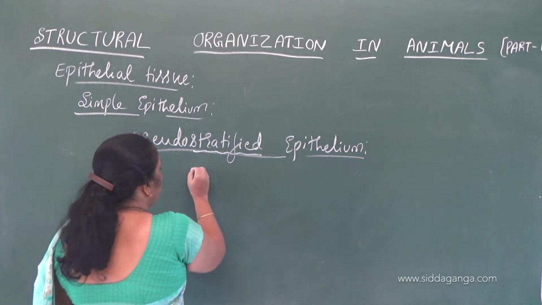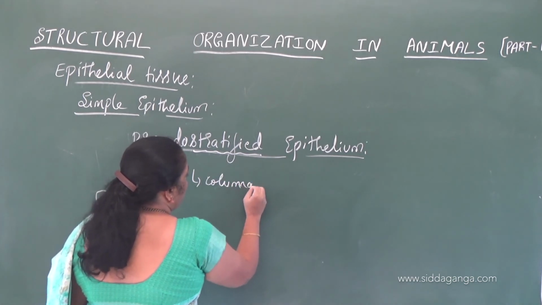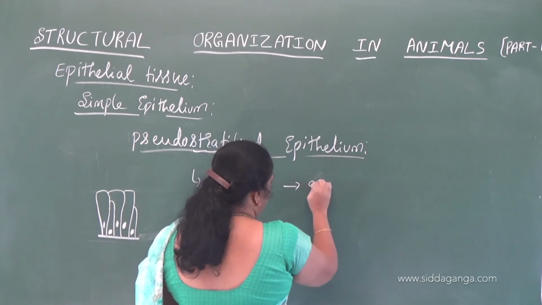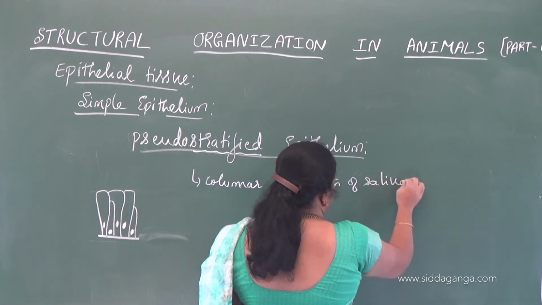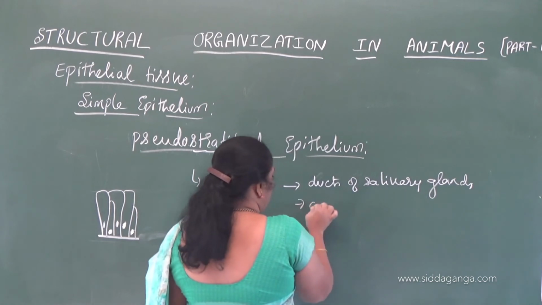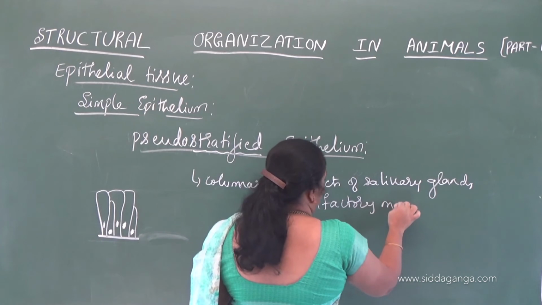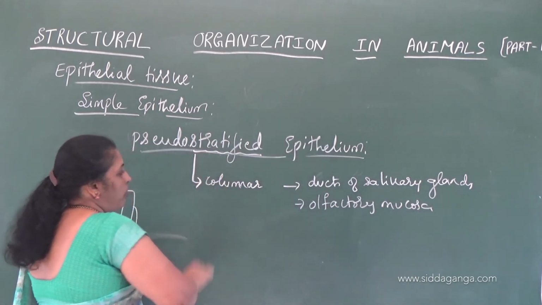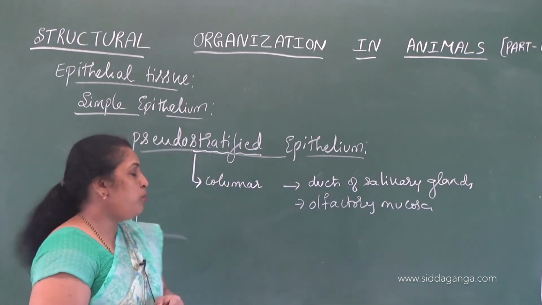Again, we have two types: pseudo stratified columnar epithelium. Pseudo stratified columnar epithelium is seen in ducts of salivary glands and in olfactory mucosa.